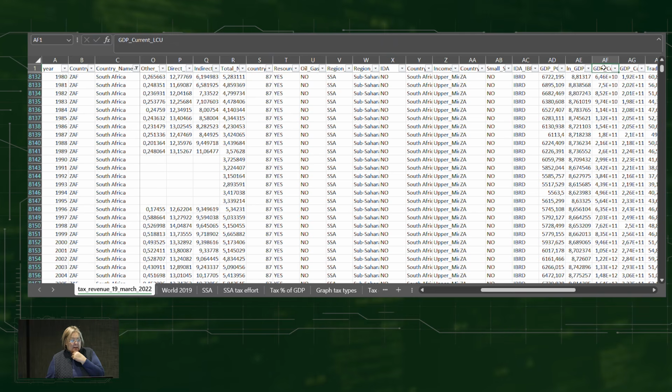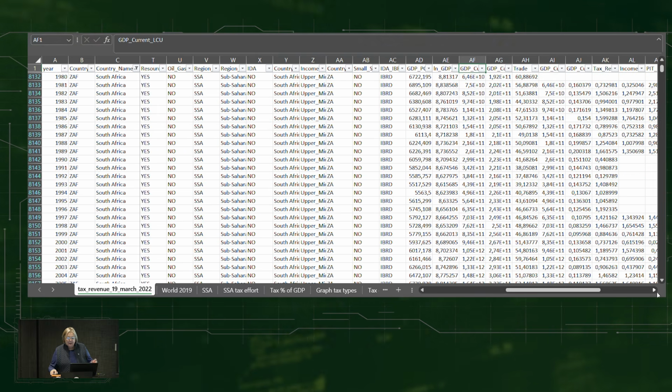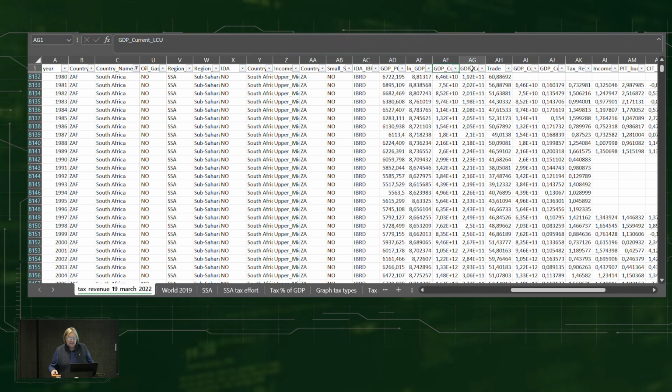Okay. And then it's got the GDP current. We can go through this, but you can also do it in your own time. I just want to show you how rich the data is that is used for this, because it's a regression analysis that is done. So it's got your dependent variable, that's your tax to GDP ratio, and then it's got a lot of indicators to determine what your tax to GDP ratio should be, what it is currently, and where you are in that tax effort graph that I showed you.